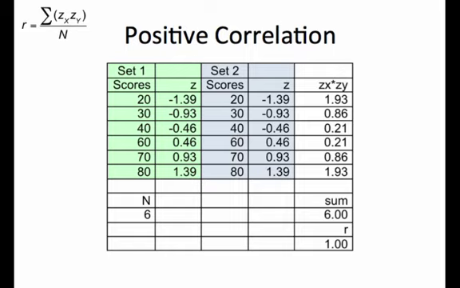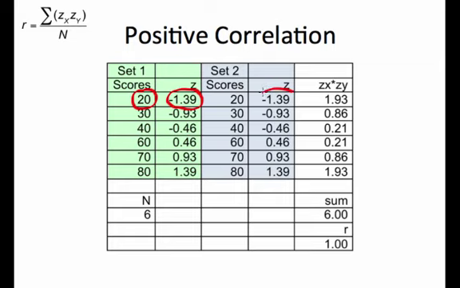Now remember just how special a z-score is. Remember that a z-score contains information about central tendency and variability. All right, let's consider the first score. We have a 20 with a z-score of negative 1.39.